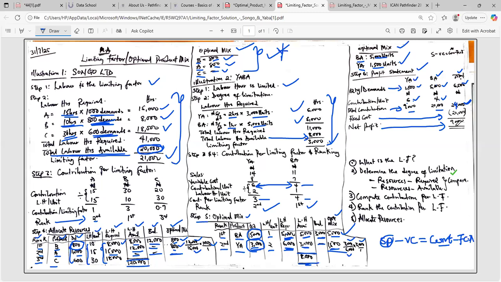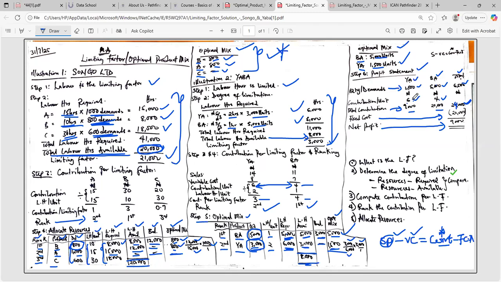I will come back again for clarity's sake. I jumped selling price and I jumped variable cost. I moved to contribution because I'm a professional. I don't have time, and I already know that I have my contribution here. So instead of doing sales minus variable cost to give me contribution, why don't I just pick the contribution here directly, 6 and 4?